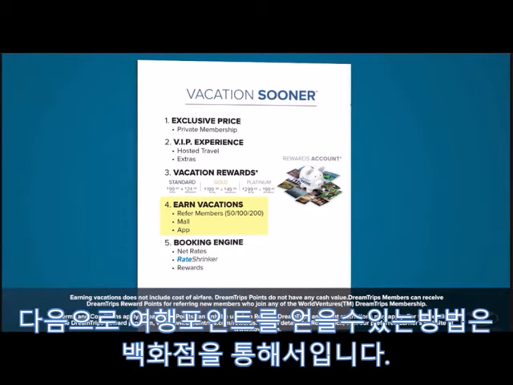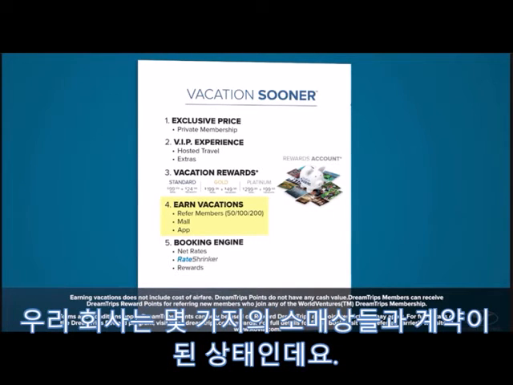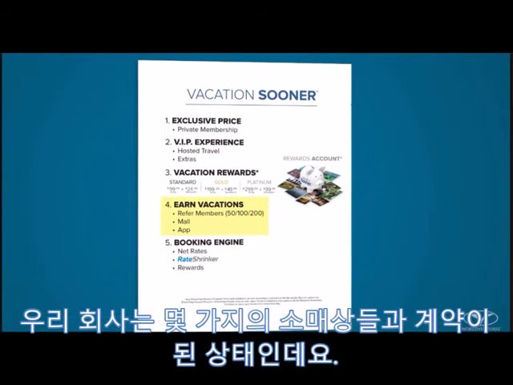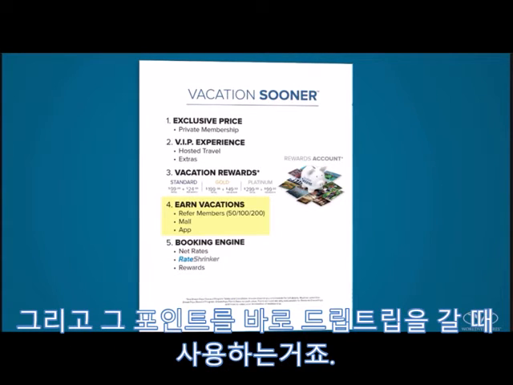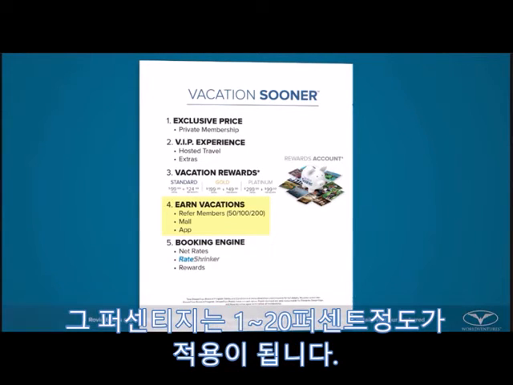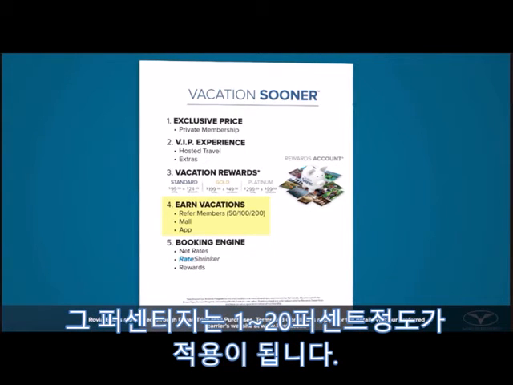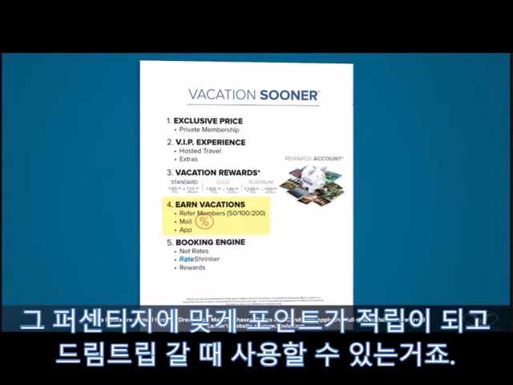Then the next component I want to talk about here is the mall. We've got some agreements with quite a few different retailers, big box companies like, let's say, Walmart or Best Buy, where there's a percentage of the money that you spend that gets to contribute back to this rewards account. And what happens is you get to reapply that on a dream trip. Those percentages range anywhere from 1% to 20%. As those percentages come back here, they convert that to points, and it goes back in here, and it allows you to do the same thing as you can apply those towards lowering the price of your vacation.